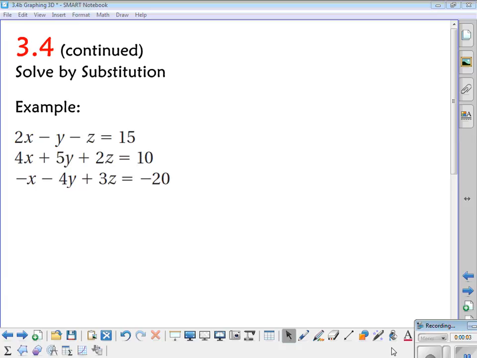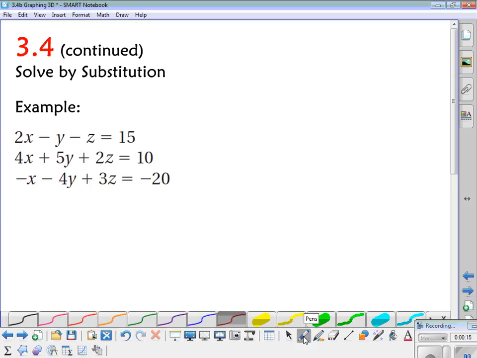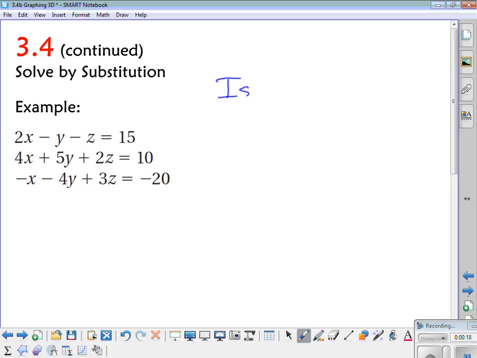All right, so this is a continuation of what we did yesterday. Yesterday we solved by elimination. Today we're going to solve by substitution. So it's similar to what we did with two equations. We're going to isolate one variable, but instead of just plugging it into one other equation, we substitute it into the other two equations.